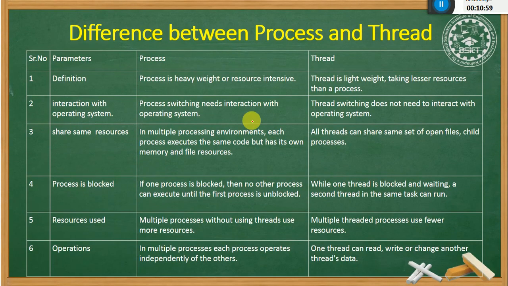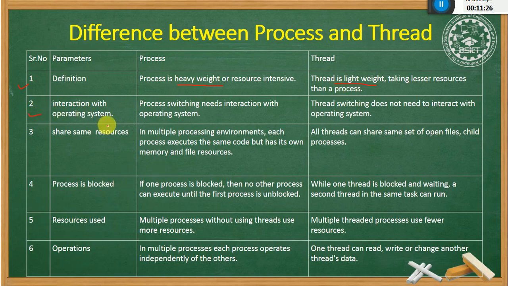So what is the difference between process and thread? It is a very important question, so the definition is very important. A process is nothing but a part of a program in execution. It is a heavyweight program in the main memory, called a process. A lightweight process in the main memory is called a thread.